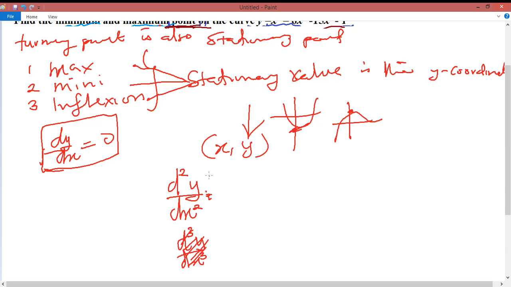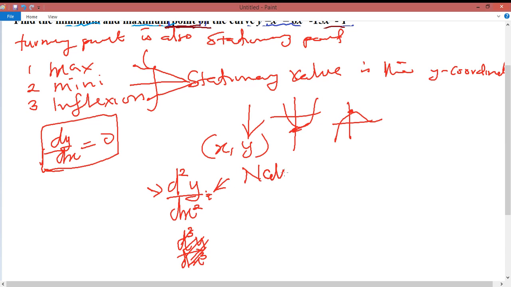And the second derivative is used to test. Remember, the purpose of the second derivative here is for testing purposes. It does not give us any value. I've seen students using this as a gradient function. Please, this is not a gradient function. The gradient function is dy dx. The purpose of this is to test the nature of the turning point.